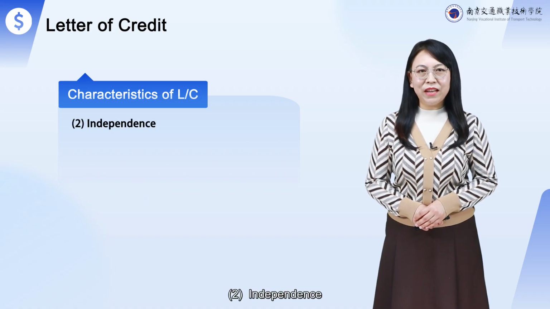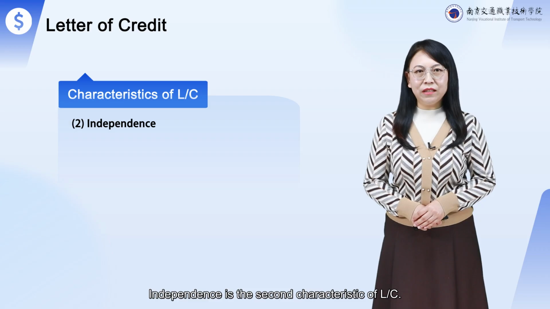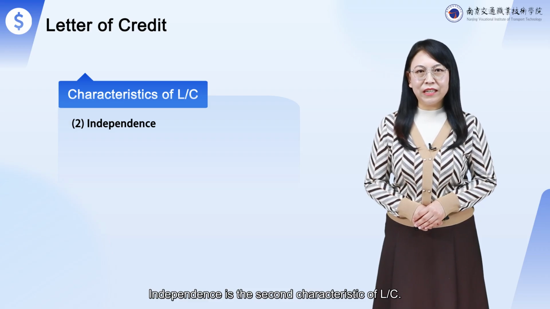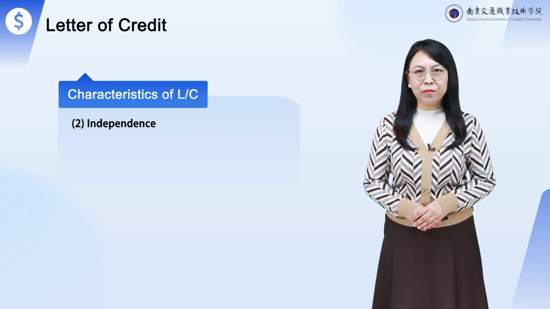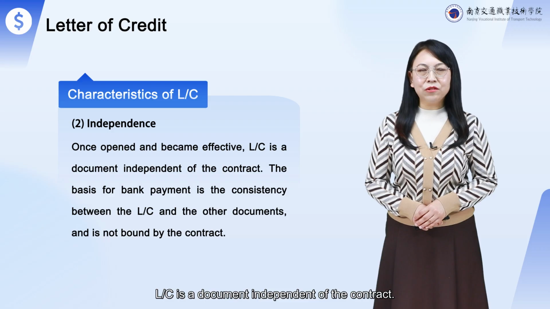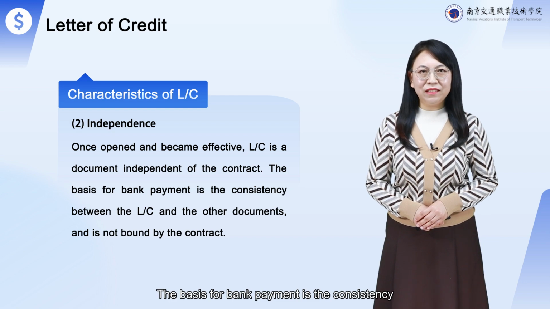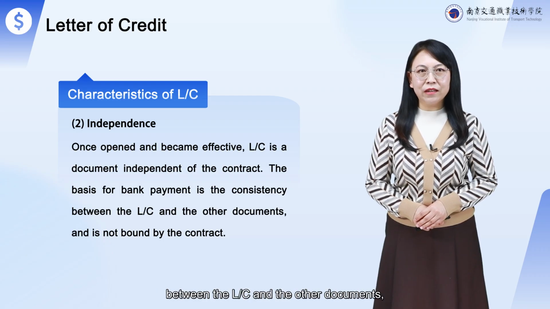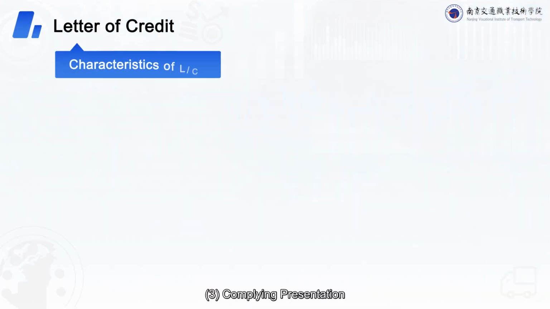2. Independence. Independence is the second characteristic of LC. Once opened and became effective, LC is a document independent of the contract. The basis for bank payment is the consistency between the LC and the other documents, and is not bound by the contract.